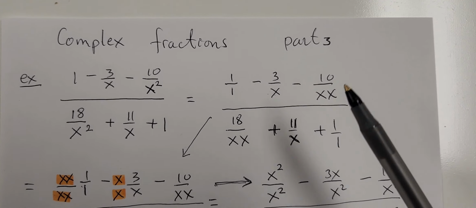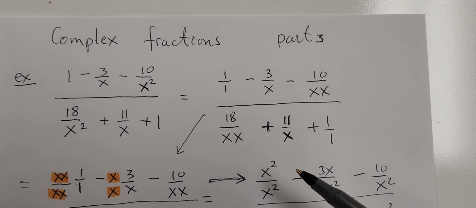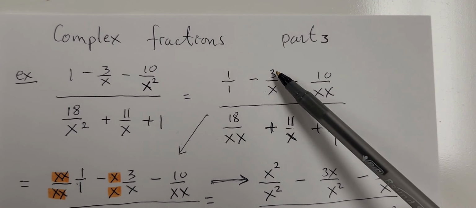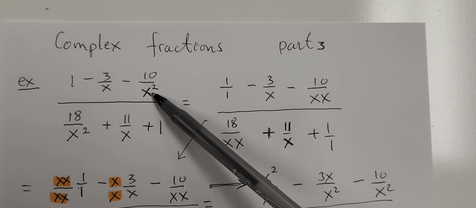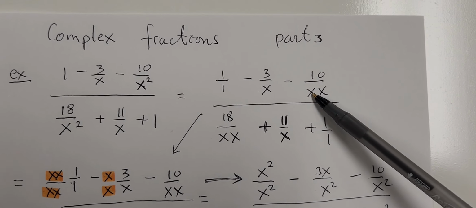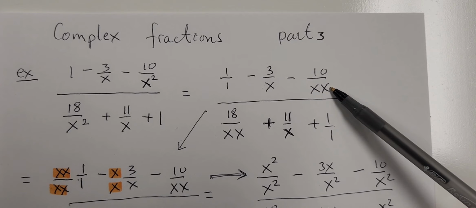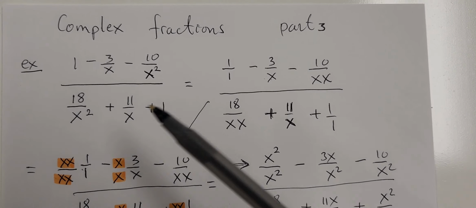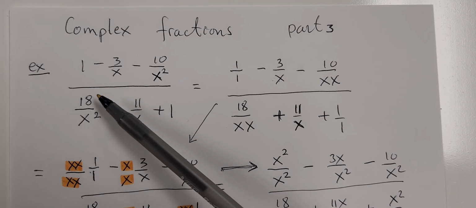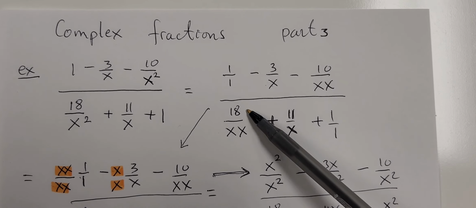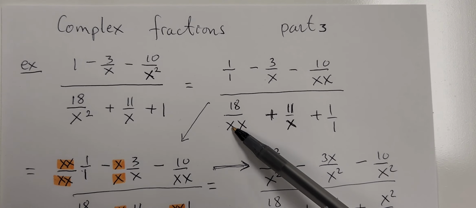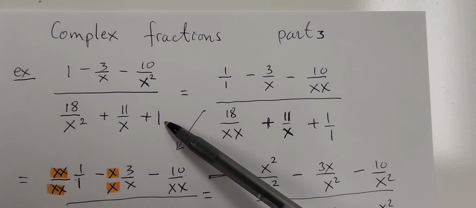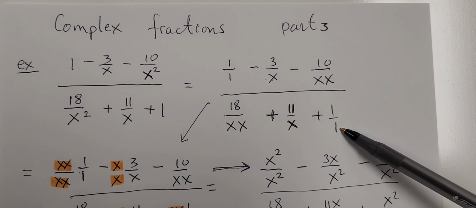So the first step is rewrite the fractions. So 1 becomes 1 over 1. 3x is just 3x. 10 over x squared, I'm going to rewrite it as x times x. So we know the denominators. We know the factors for the denominator. Same thing with the bottom, rewrite it. So 18 over x squared, I write it as 2 x's, x times x, plus 11x over x, and then this one, I write it as 1 over 1.